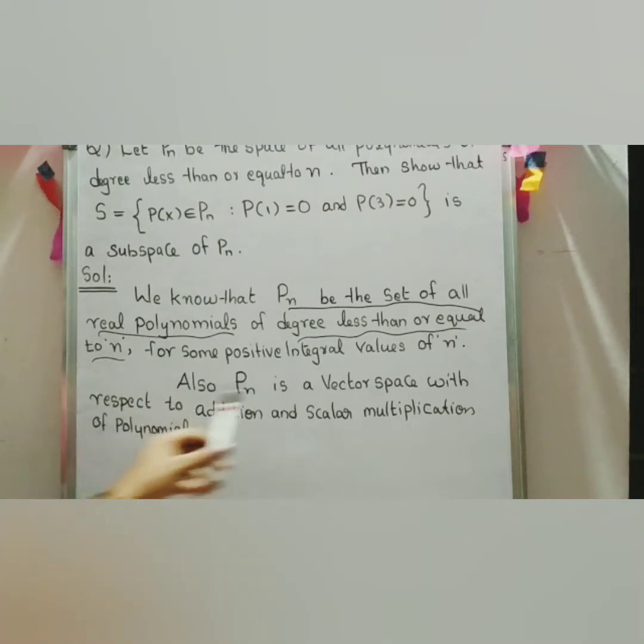Also, Pn is a vector space with respect to addition and scalar multiplication of polynomials. Clear?